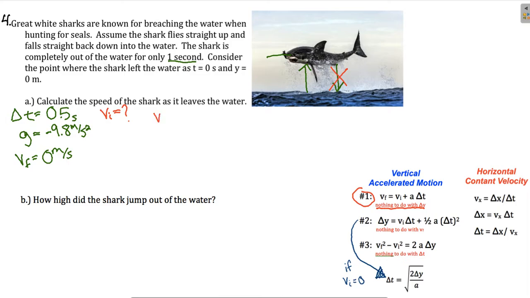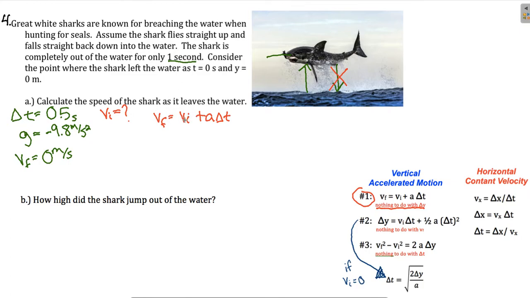So VF is equal to VI plus acceleration times time. The only problem is we're looking for VI. This is an equation for VF. So we have to solve this equation to get VI by itself. It's really simple to do.